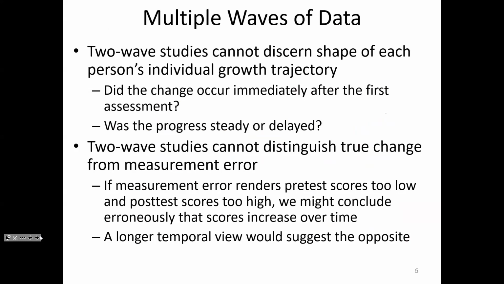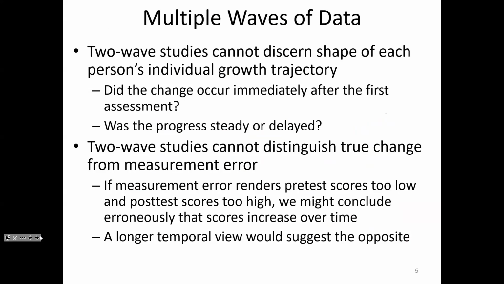If I only had two waves of data, what would I say that the growth rate was? It doesn't look at all like the slope that I had, but there's measurement error in each time point. Going back to basic measurement, each observation is a combination of whatever the true score or true trait is and measurement error. And there's no way to disentangle the true score and the measurement error when you only have two time points, because you're taking as gospel, as truth, what each of those points is.